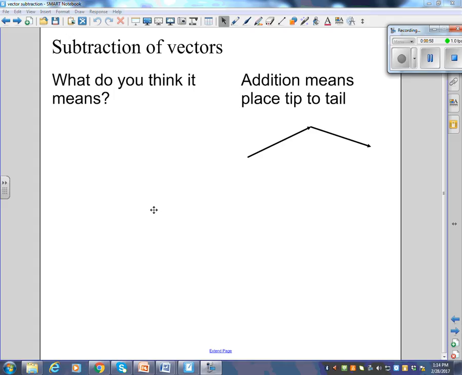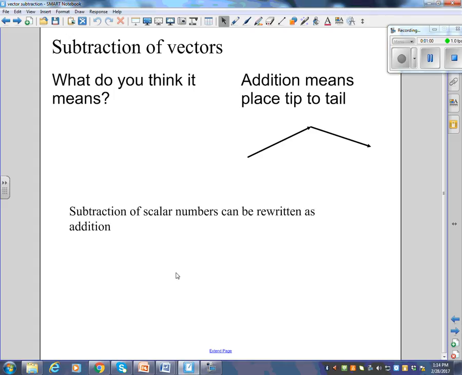Yeah. Few different ways. So let me explain it using something that you already know, which is scalar subtraction. You're all familiar with subtraction. You learned it in grade 2 maybe. 7 minus 4, stuff like that, right? So subtraction of scalar numbers can be rewritten as addition. You learn this usually about grade 6 or 7 when you first start talking about integers.